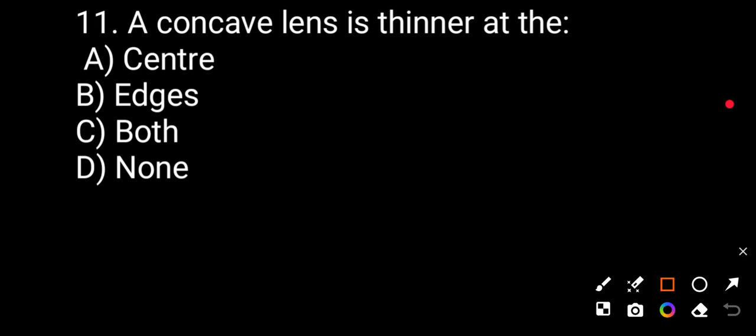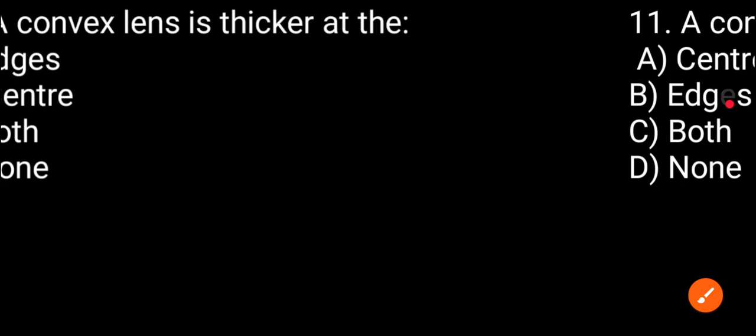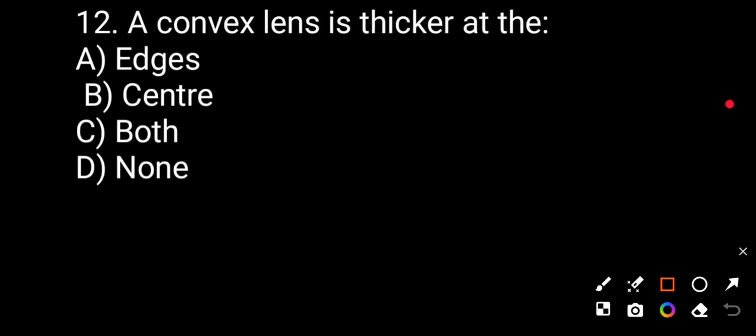Question number 11. A concave lens is thinner at the center, edge, or both, or none. The correct answer will be center. Question 12. A convex lens is thicker at the edge, center, or both, or none. The answer is center. Option B is correct.